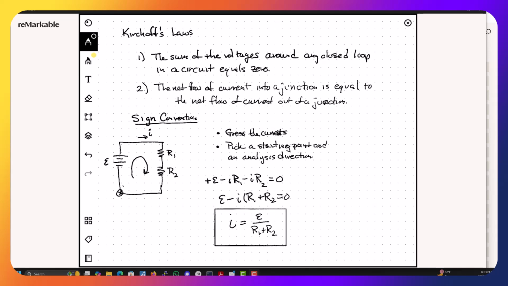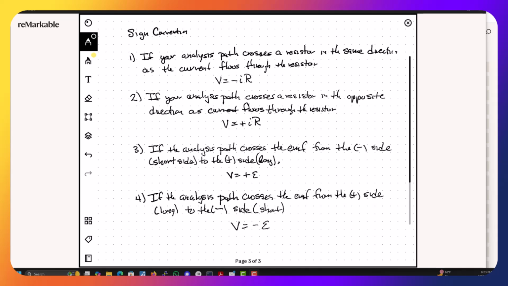Okay, so let's go back. We've got our sign convention here, right? If the analysis path crosses the resistor in the same direction as the current flows, V equals minus IR. If it's in the opposite direction as the current flows, V is plus IR. If you cross the battery from the short side to the long side, it's plus E. From the long side to the short side, it's minus E.